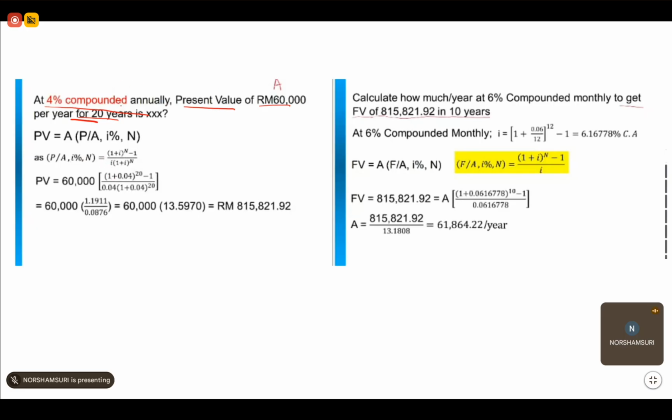Based on this formula, you have 60K annually for 20 years. Here, from year one until year 30, 60,000, and then the rate is 4% compounded. So what they're asking is the present value.